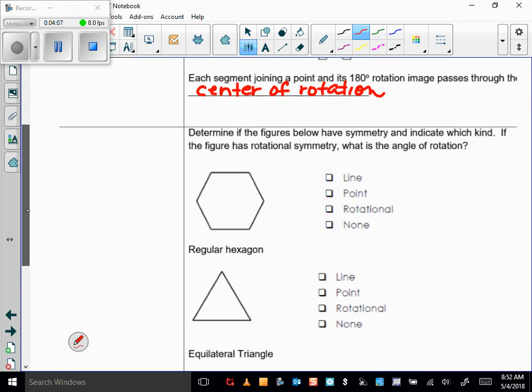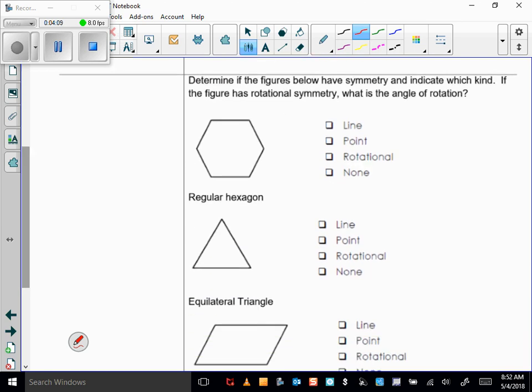Okay, so let's do some examples to see what we know. Determine if the figures below have symmetry and indicate which kind if they do. If the figure has rotational symmetry, what is the angle of rotation? All right, let's think. Does this have line symmetry? Sure it does. Here's a line of symmetry, right? That might not be the only line of symmetry. I suspect it isn't. But anyway, it definitely has line symmetry.